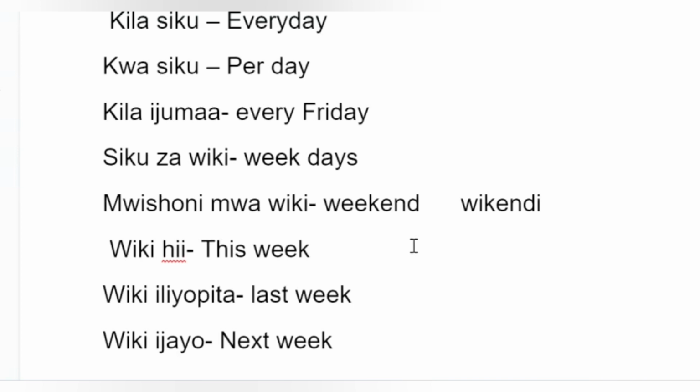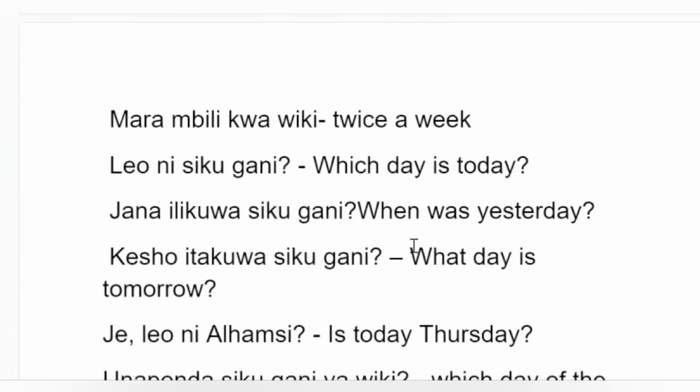Last week, wiki iliyopita. If you did something last week, then you'll say wiki iliyopita, then talk about what you did. Wiki ijayo, next week. If you have plans for next week, in Swahili you say wiki ijayo. Twice a week, mara mbili kwa wiki. If you want to talk about thrice a week, you just change the number and say mara tatu kwa wiki. If it's once a week, we say mara moja kwa wiki.